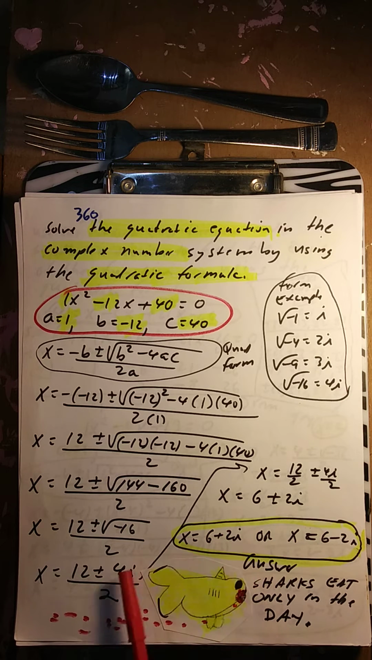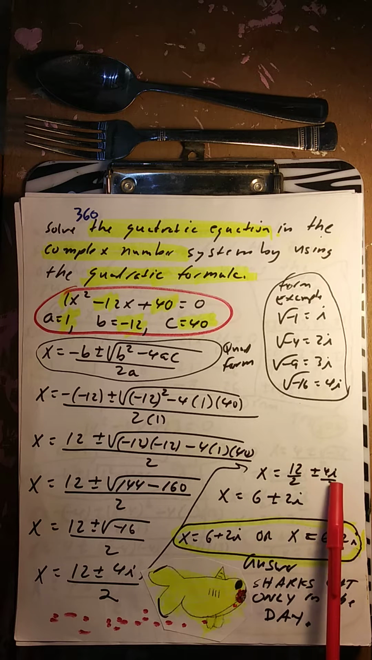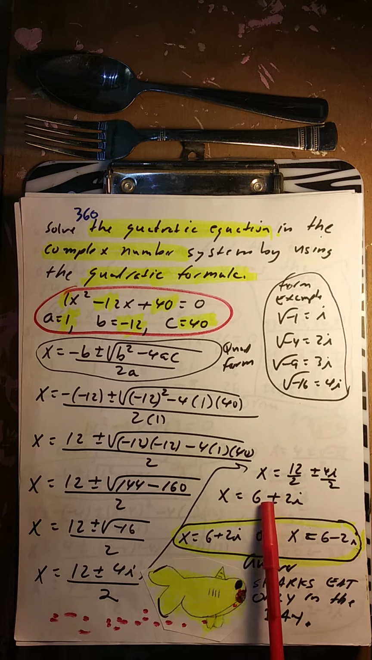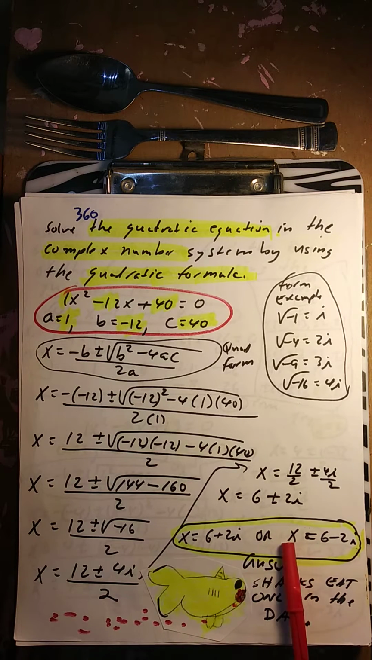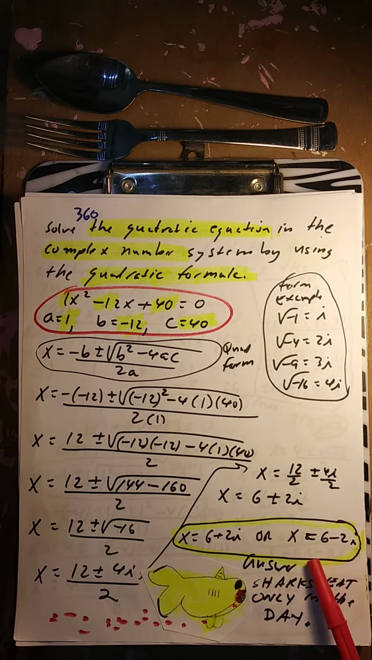So we divide this one by 2, this one by 2. So that's going to give you x equals 6 plus or minus 2i. So x equals 6 plus 2i, or x equals 6 minus 2i.